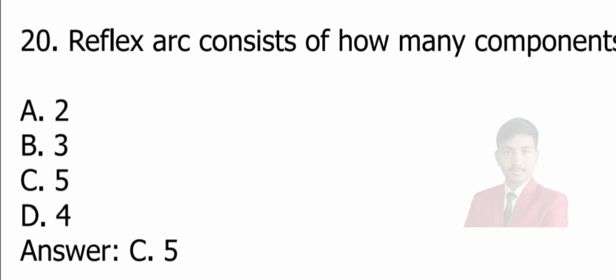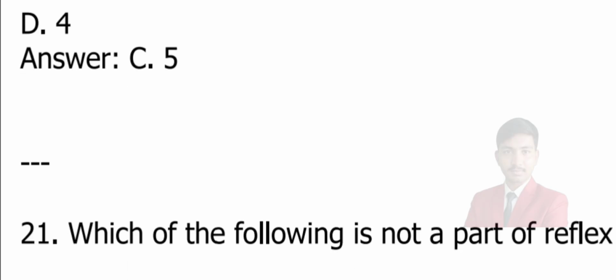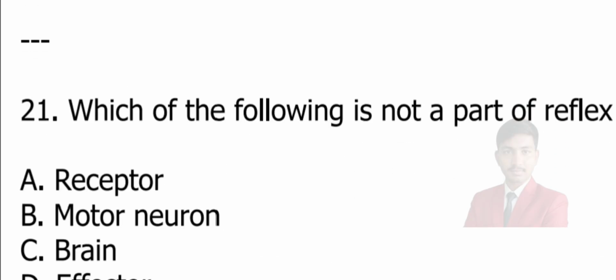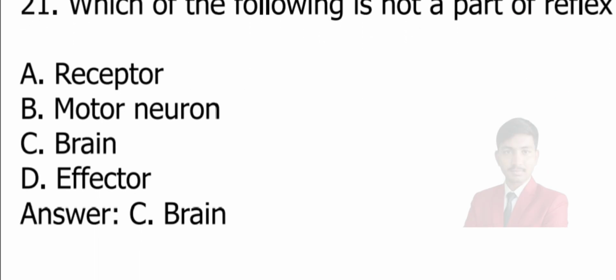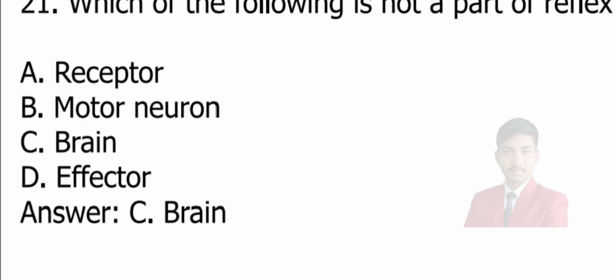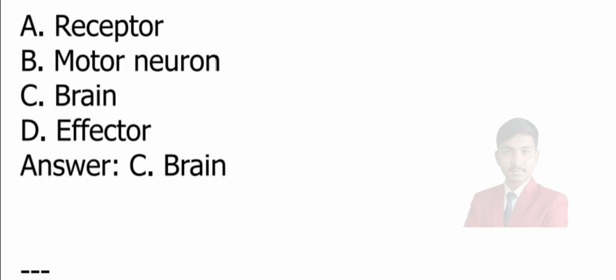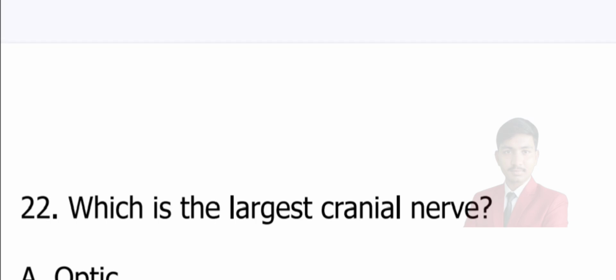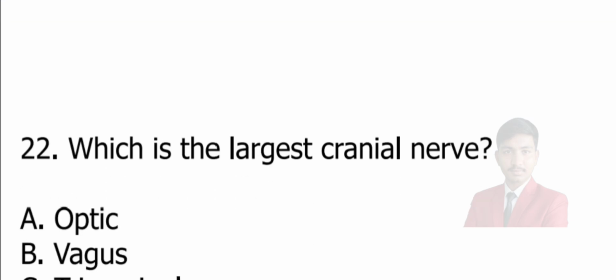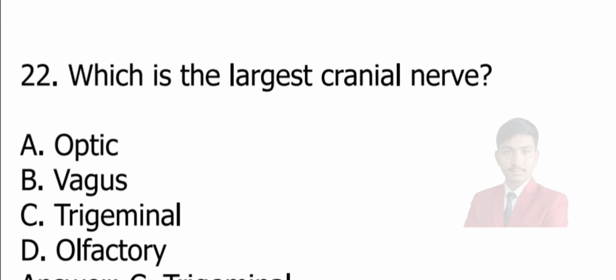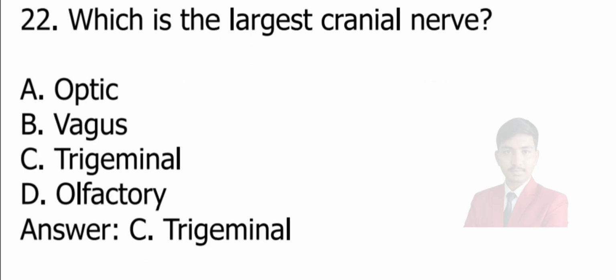Reflex arc consists of how many components? Reflex arc consists of 5 components. Which of the following is not a part of reflex arc? Brain is not a part of reflex arc. Which is the largest cranial nerve? Trigeminal nerve is the largest cranial nerve.